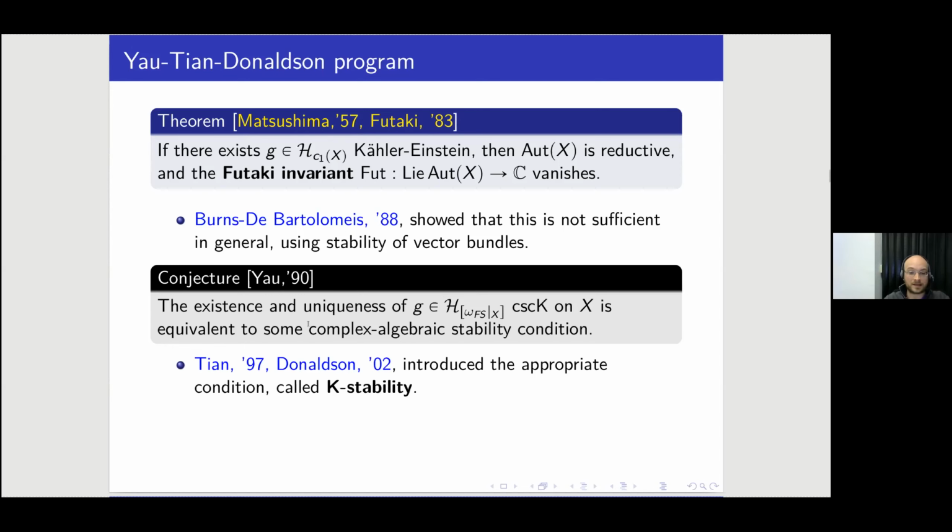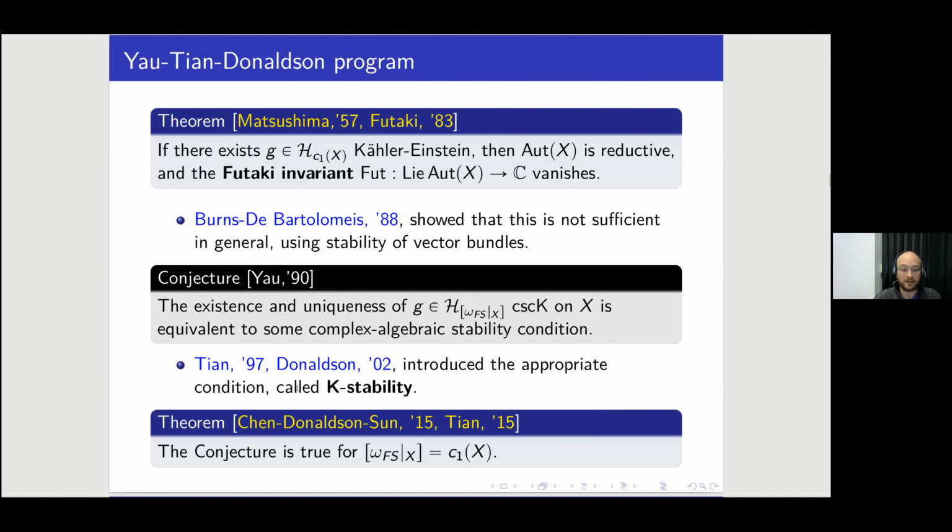And Tian, then Donaldson, in their study of this program, introduced the appropriate condition called K-stability, which I will not introduce because I will not use it in this talk, but it's enough to say that they found the correct condition. And finally, the conjecture in this case of c1(X) has been shown true recently by Chen-Donaldson-Sun and Tian, which was a pinnacle of the Yau-Tian-Donaldson program in the case of Kähler-Einstein metrics, the constant scalar curvature case still being open.